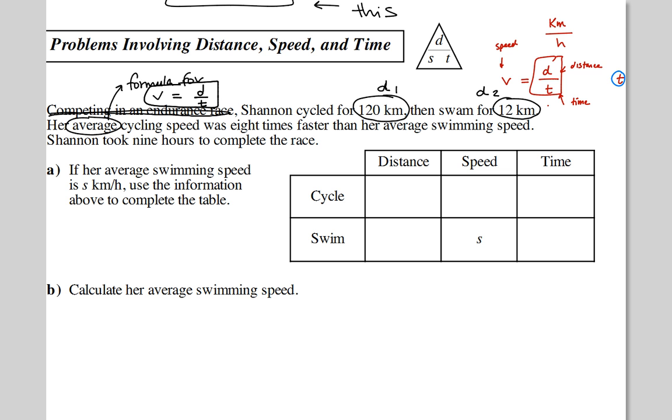And it says it was 8 times faster than her average swimming speed. Does that make sense? When you ride a bike, typically are you going faster than if you're swimming in a lake or something? Yeah. So let's just cross out that s down there. I don't like that they're using s. Use v here. And then cycling would be 8v.